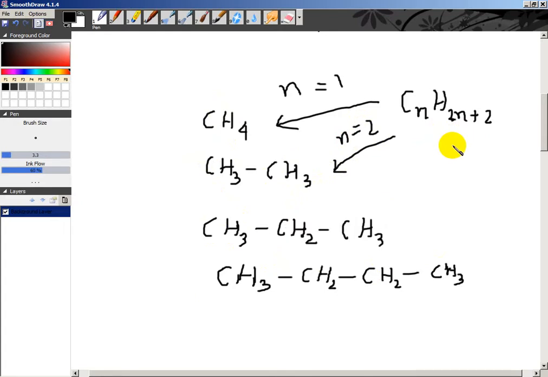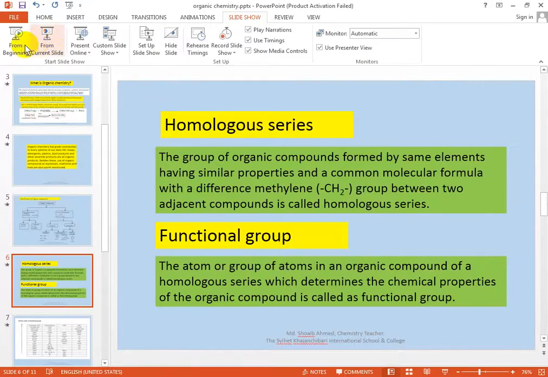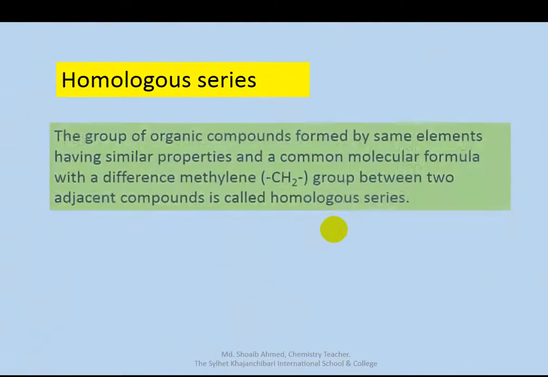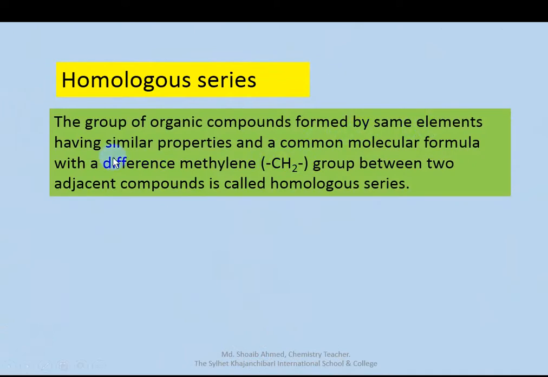A homologous series is a group of compounds which have a similar molecular formula and similar chemical properties, and there is a methylene group difference between two adjacent compounds. Look, this compound is CH3, and this compound is CH3, and this is the difference. This is called the methylene group. So the difference between two adjacent compounds is a methylene group. So the group of organic compounds formed by the same elements, having similar properties and a common molecular formula, with a methylene group difference between two adjacent compounds, is called a homologous series.